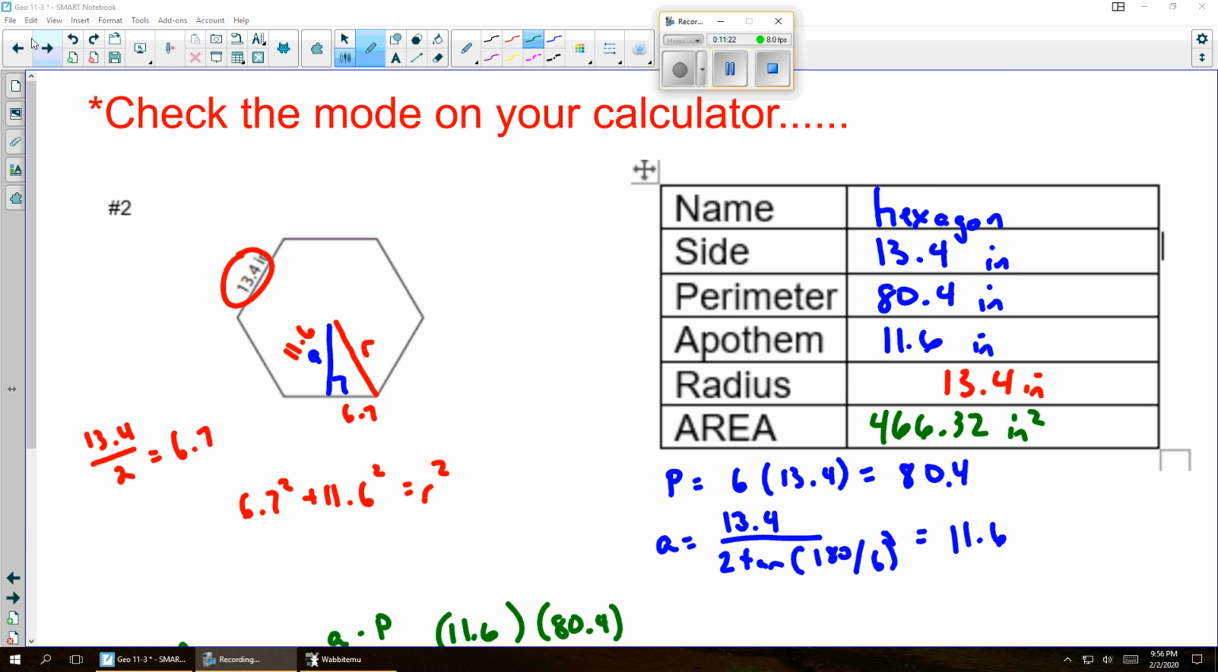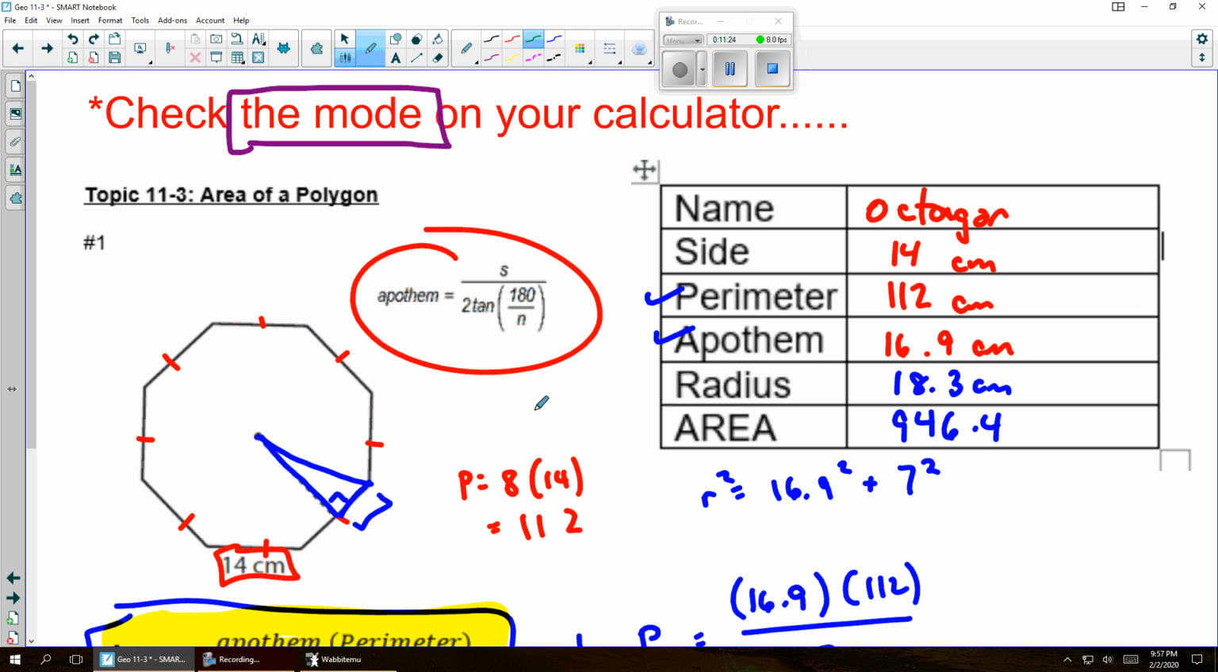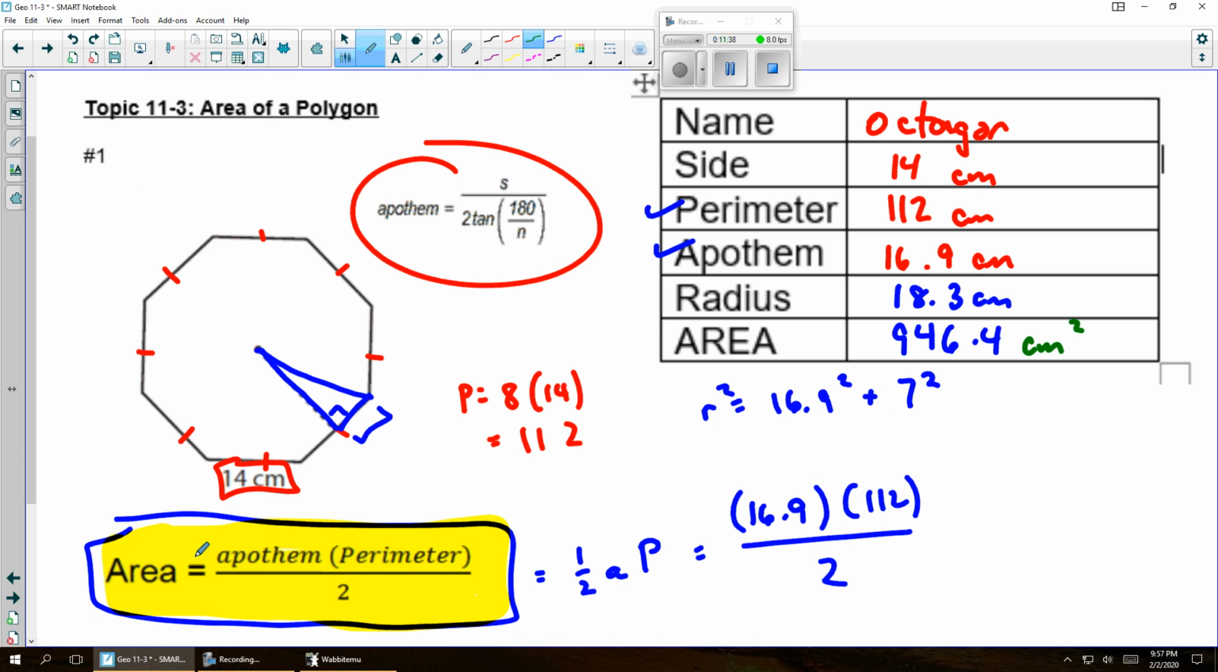As I write that, I wonder if I wrote it on this page. I did not, so this one should be centimeters squared because it's area. So we've got a couple of different formulas, the apothem formula, the formula using Pythagorean's theorem to find the radius, and then this new formula in yellow. And this is all to find the area of a regular polygon.